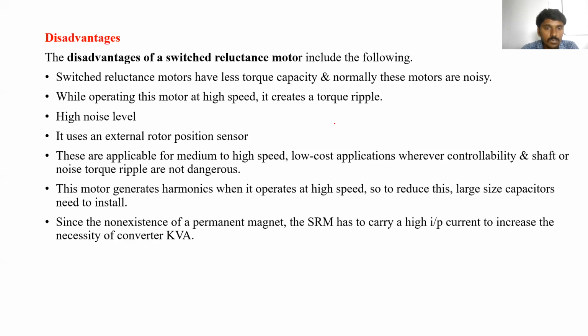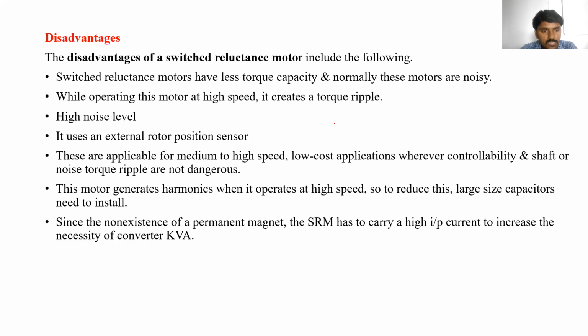The motor generates harmonics when it operates at high speed, when it is operated through the inverter. To reduce this, large capacitors need to be installed. So in order to remove or reduce these harmonics, we need to use capacitors and filters. This is also one of the drawbacks.